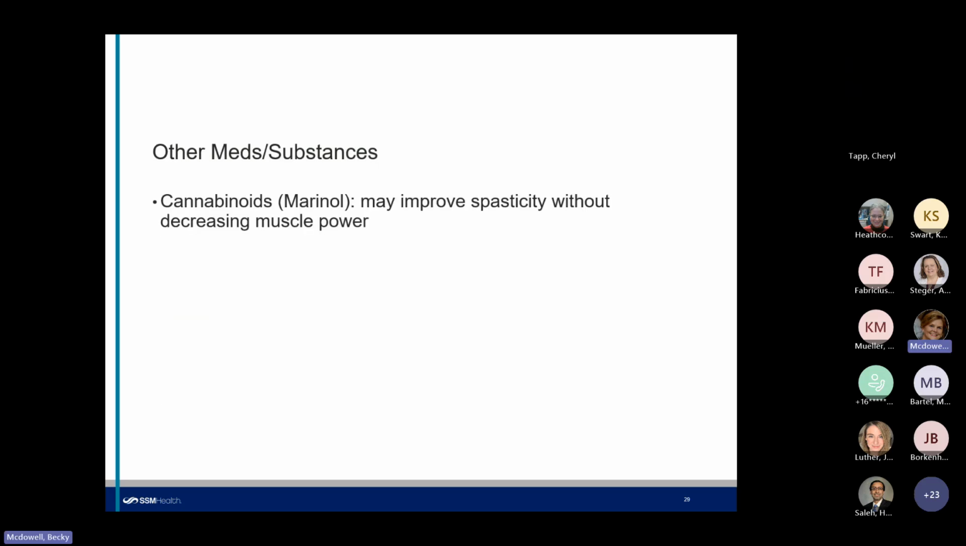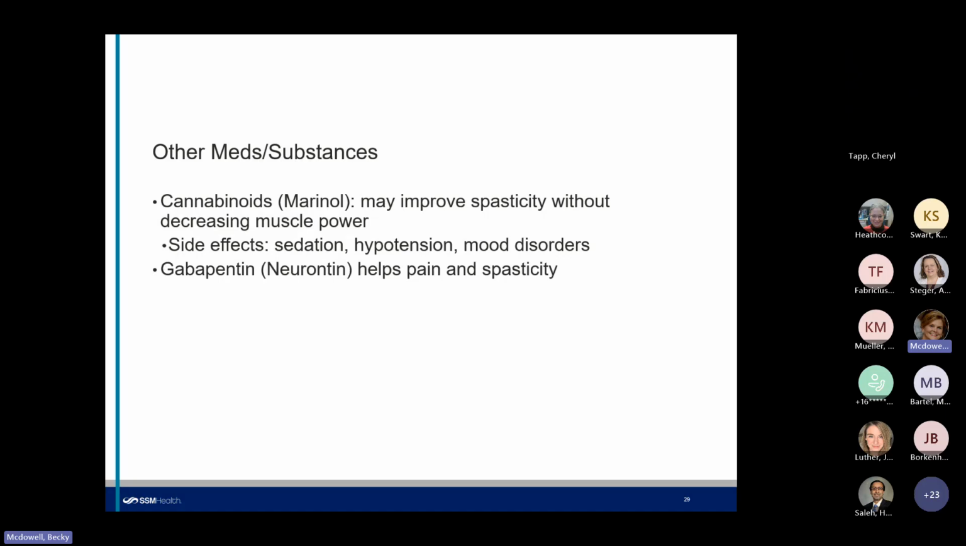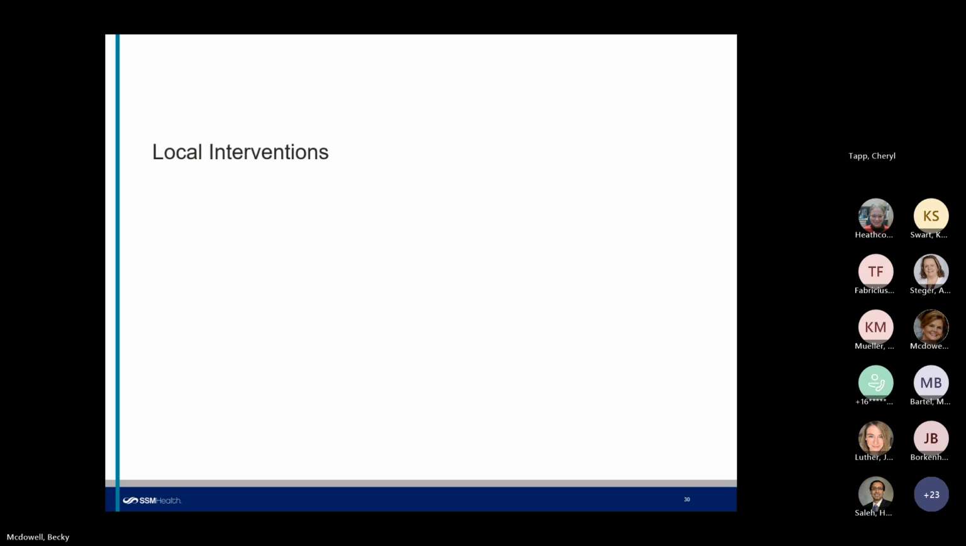Other substances that have been used are cannabinoids, which may improve spasticity without decreasing power. These can cause sedation, hypotension, and mood disorders. I've only seen this used in the spinal cord population myself. Gabapentin can help with pain and spasticity as well, and there are lots of other medications that can be used, but they're less commonly used.